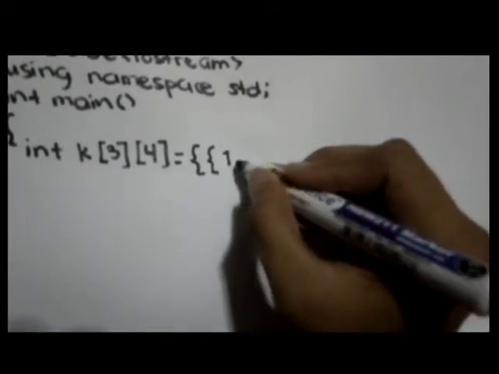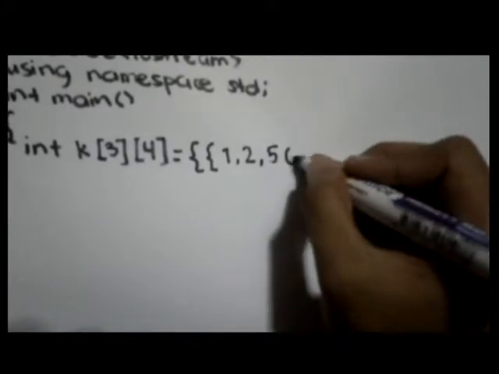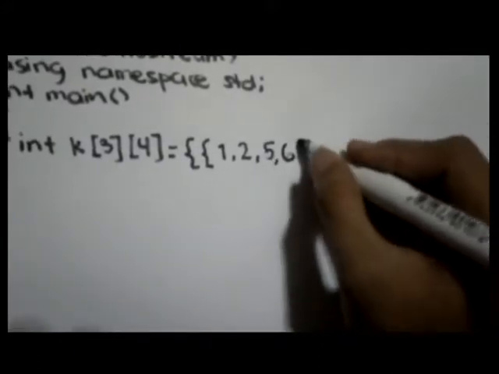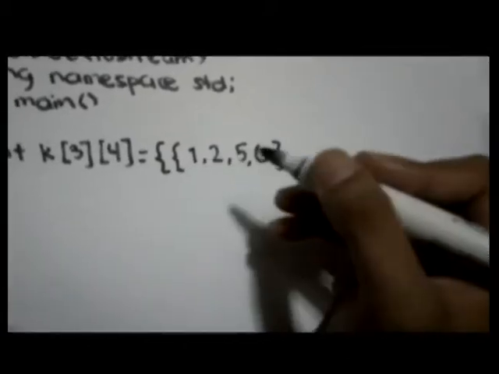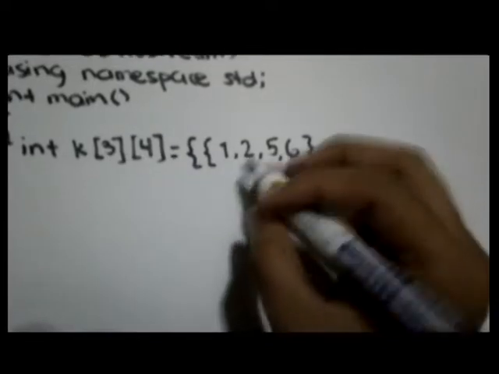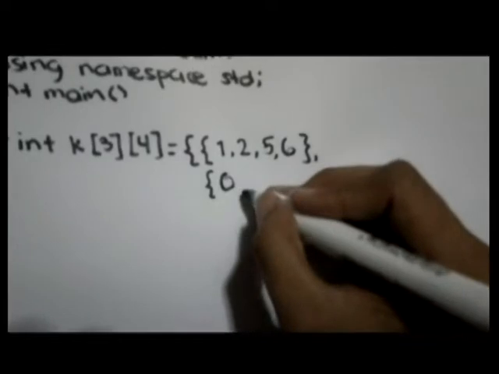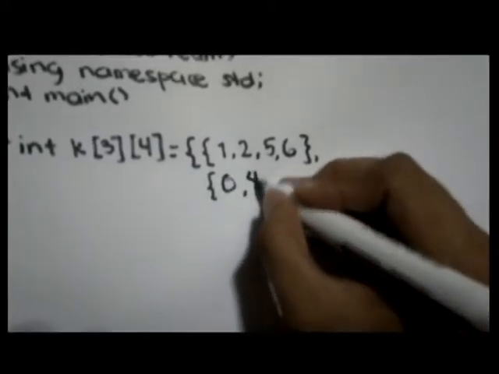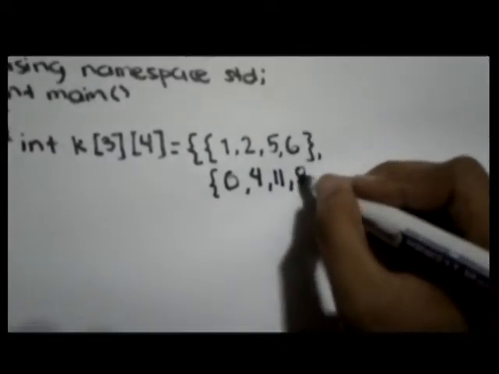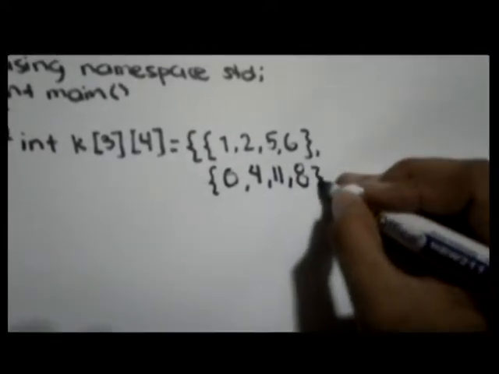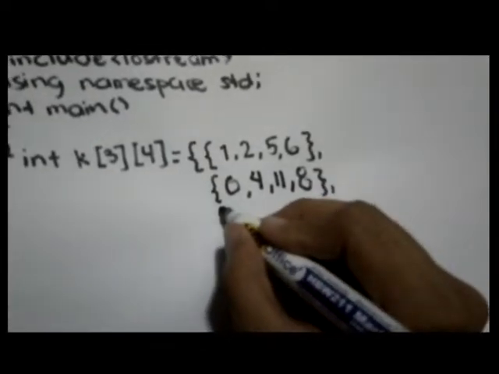Let's try 1, 2, 5, 6. Close the bracket, comma for the next braces, because we have 3 here, another braces. Let's add some value like 0, 4, 11, 8. Close the braces, the comma, another braces.